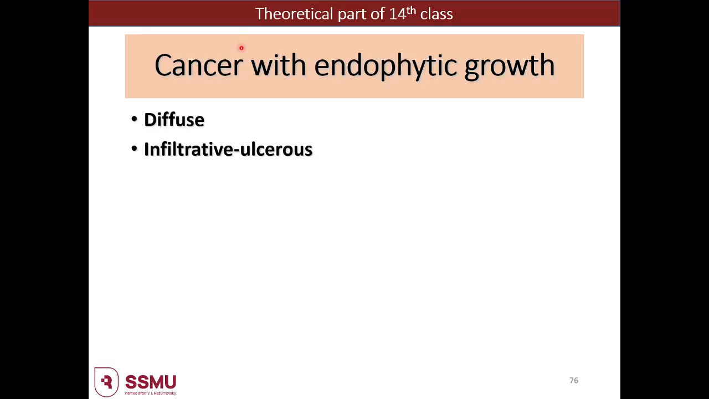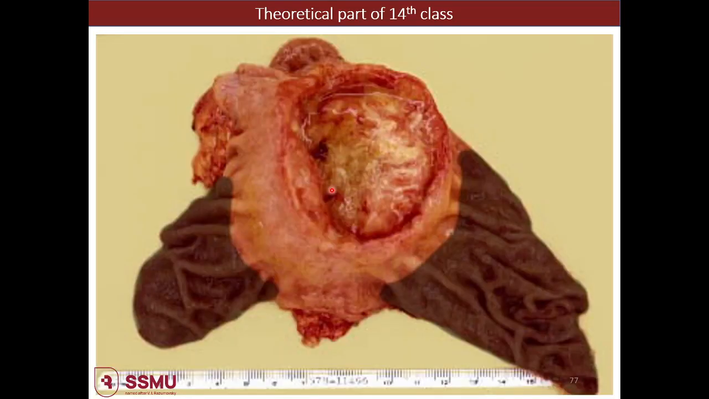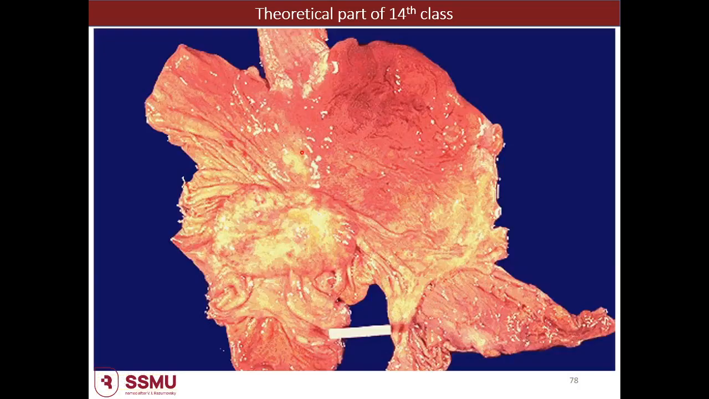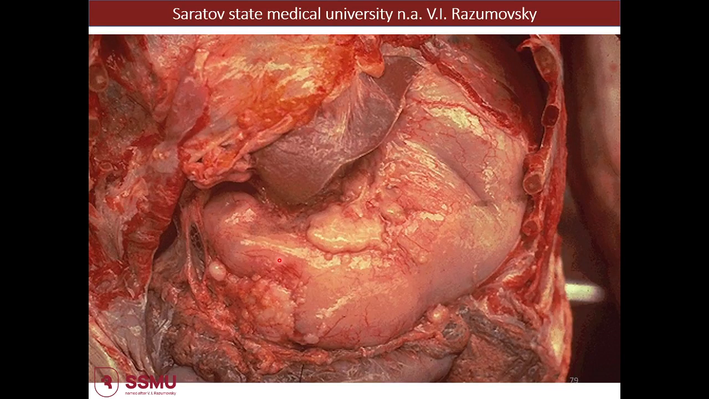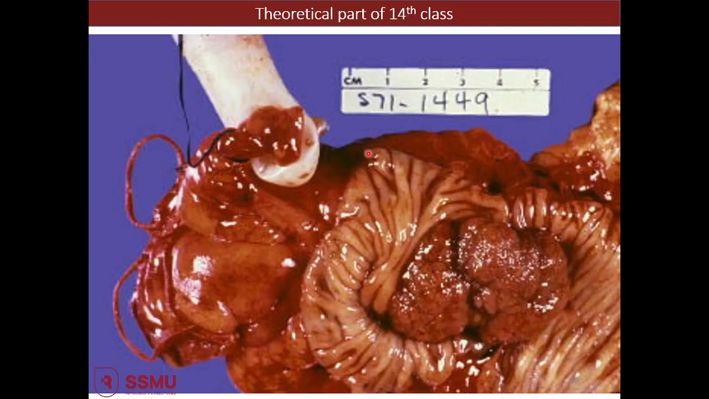Cancer with endophytic growth may be diffuse infiltrative or ulcerous. On this slide, we may see probably a fungating or polypoid type of cancer. On this slide, we may see the plaque-shaped type of cancer in this area. I hope you see it. This is an endophytic type of cancer, and we may see enlarged lymph nodes in all regions here. Again, we may see cancer here.